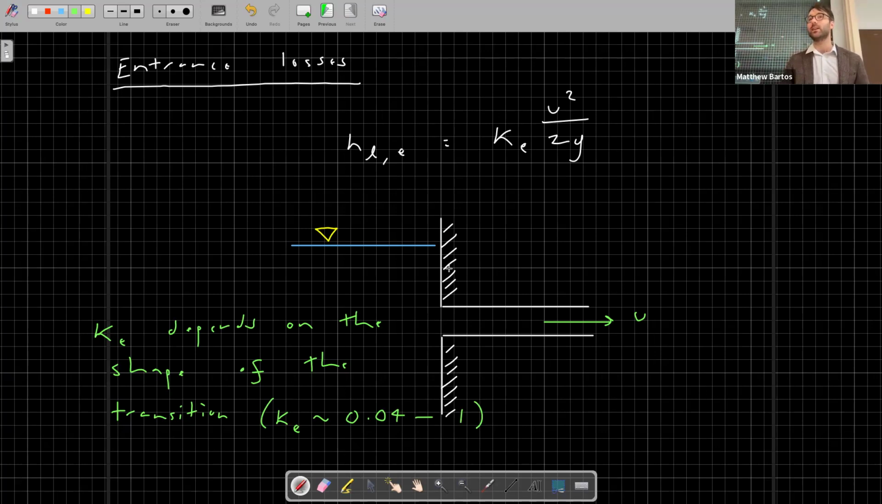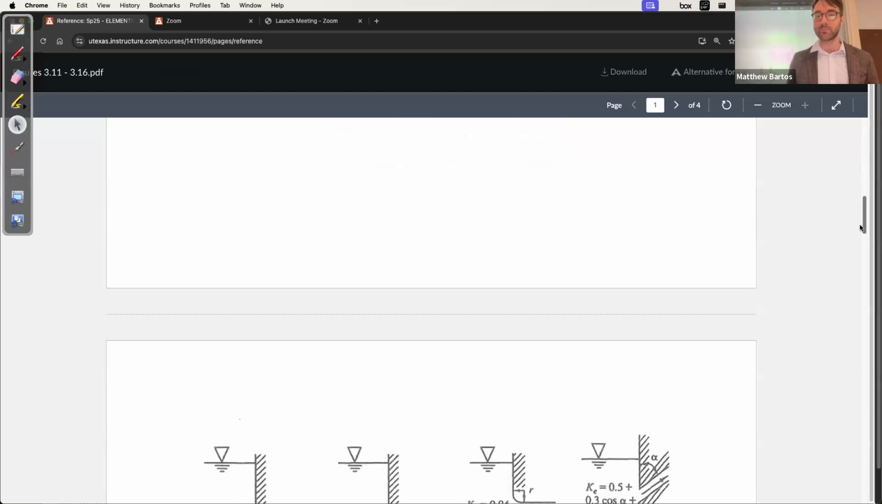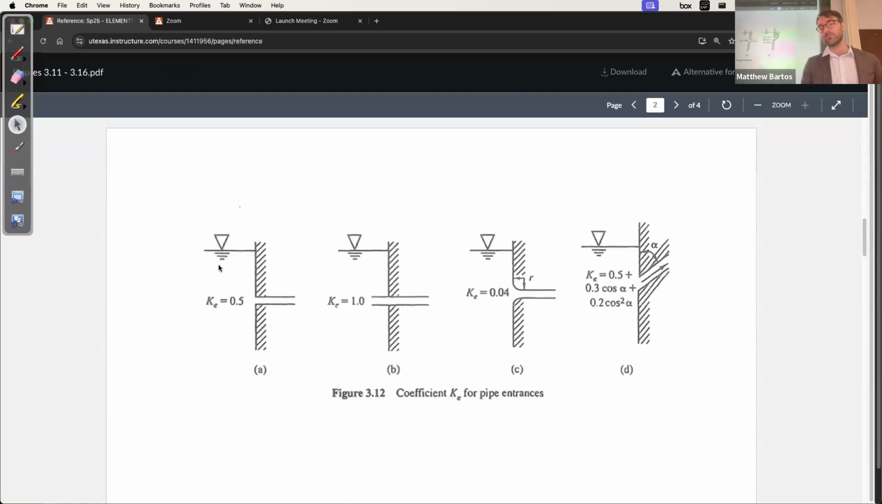So let me go ahead and show you the table of different entrance losses. So again, it will depend on the shape of that transition. In most cases, we're going to be looking at just sharp edge transitions like this. So a KE coefficient of about 0.5. For other cases, like a rounded entrance, it can be as low as 0.04. For a re-entrant pipe, it can be all the way up to 1. So quite a bit of variation in that loss coefficient.